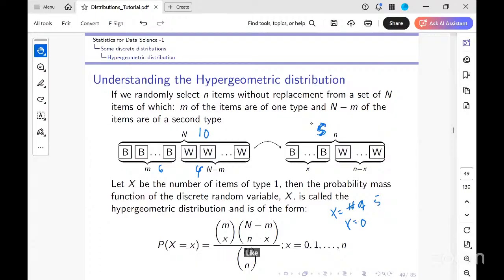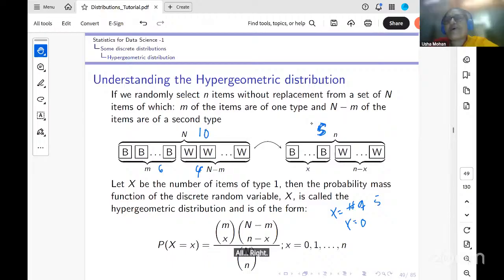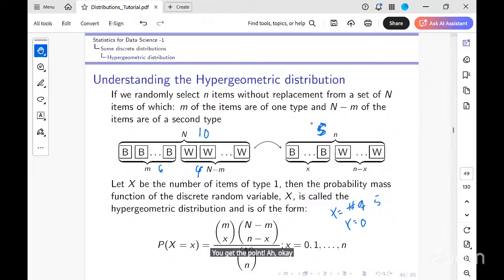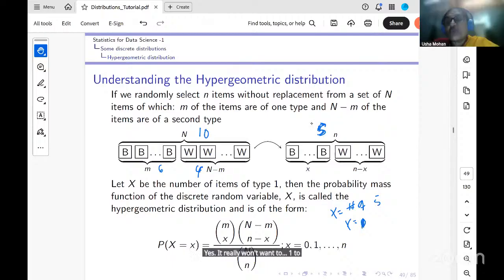But how many white balls do I have? We have only 4 white balls, so it's not possible. The minimum is 1. So X would start with 1, going from 1 to 5: 1, 2, 3, 4, 5.